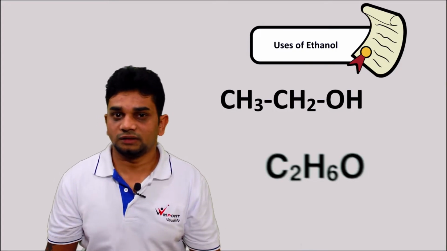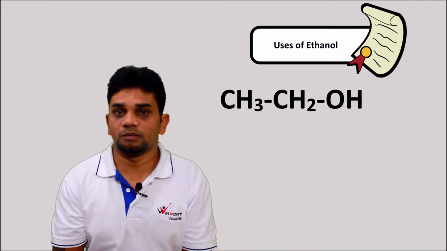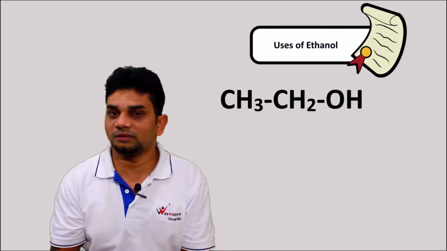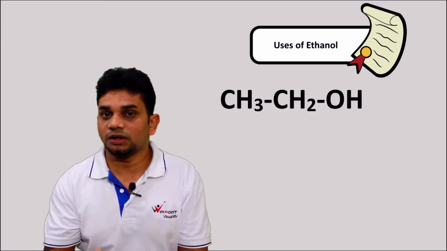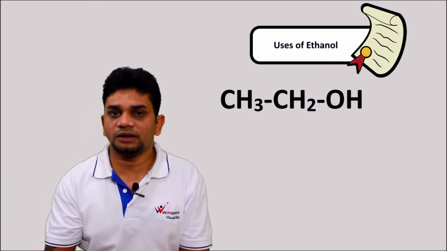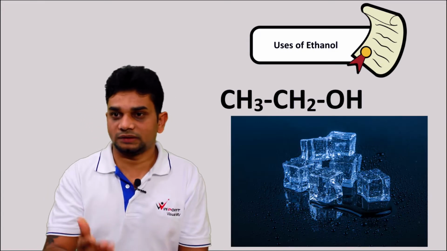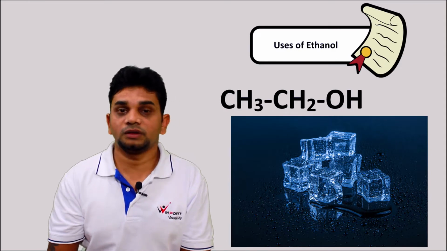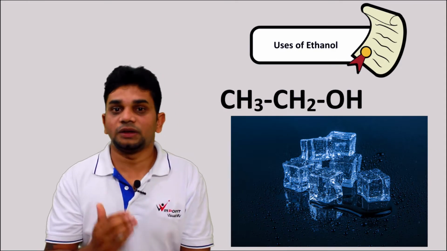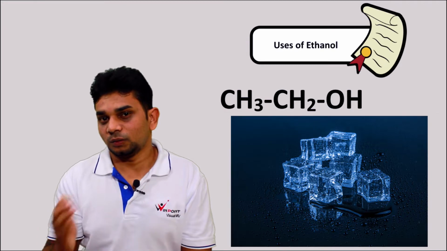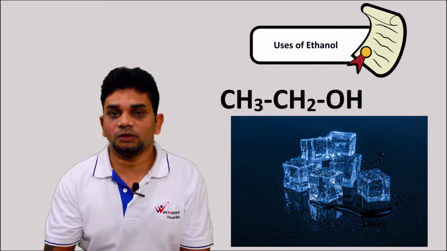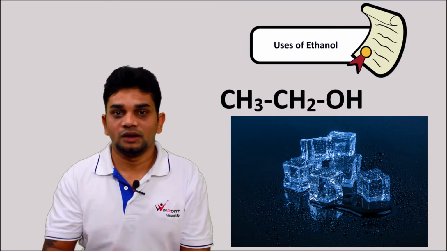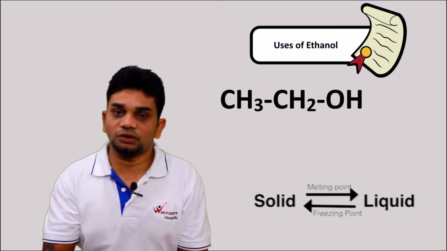Now we can discuss the physical properties of ethanol, like melting point and boiling point. What is melting point? Melting point is the temperature at which a solid converts into liquid. Melting point and freezing point are both the same. For example, in the case of ice, what is the freezing point of water? 0 degrees Celsius. At 0 degrees, water converts into solid ice cubes. And the melting point of ice is also 0 degrees Celsius. Melting point and freezing point are both the same.